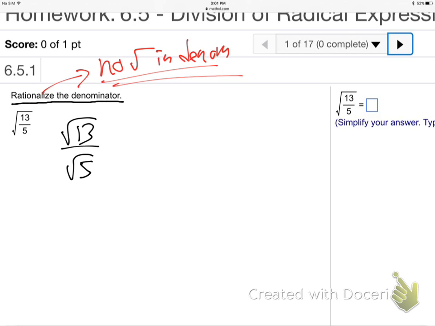I was doing some of that today with my pre-calculus students, right? We had roots in the bottom, and I had to get rid of them. So we never leave roots in the bottom. So how do we get rid of that root in the bottom of the fraction?